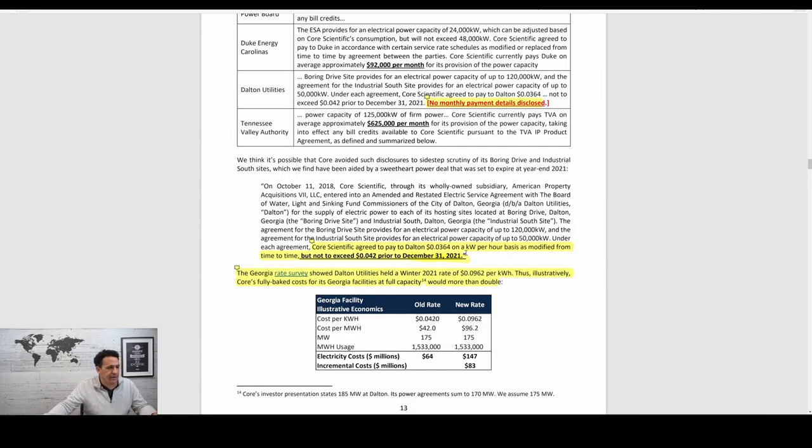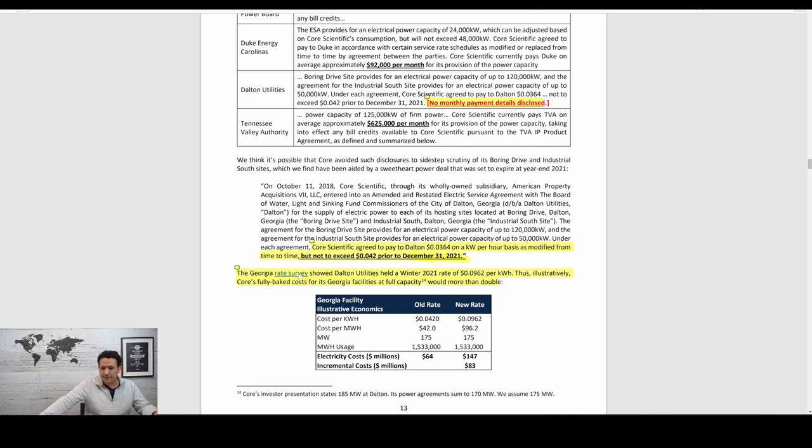And this is where it gets interesting, because they point out down here that Core Scientific agreed to pay Dalton 0.0364 on a kilowatt per hour basis as modified from time to time, but not to exceed 4.2 prior to December 31st, 2021. The Georgia rate survey showed Dalton Utilities held a winter 2021 rate of 9.6 per kilowatt hour. Thus, illustratively, Core's fully baked cost for its Georgia facilities at full capacity would more than double.